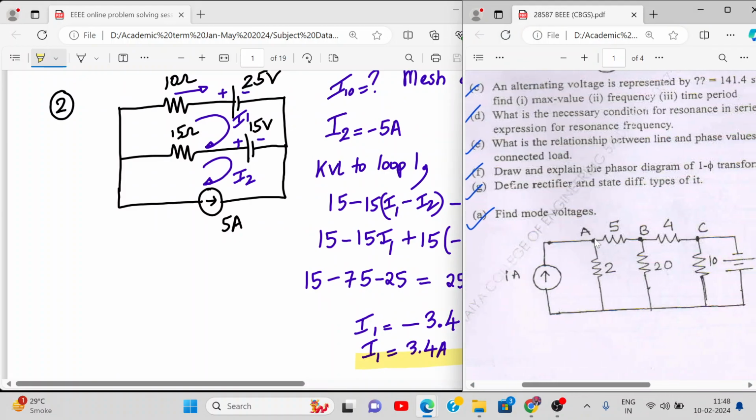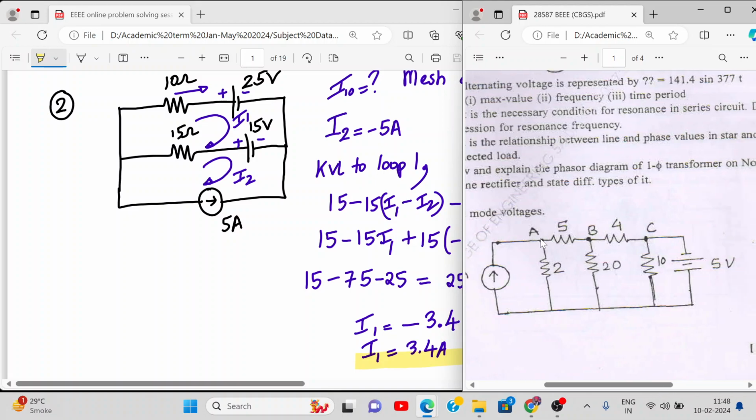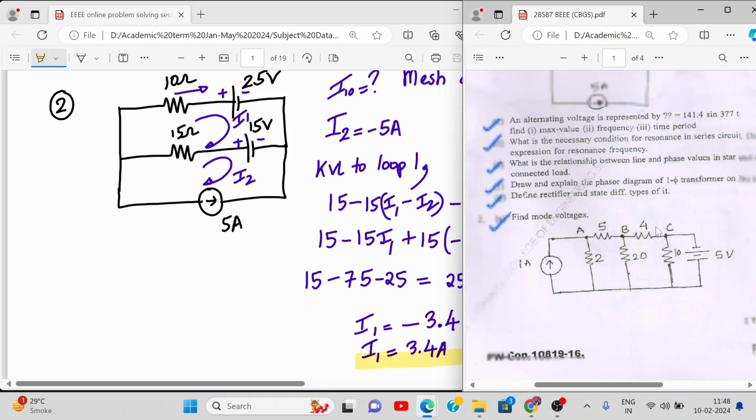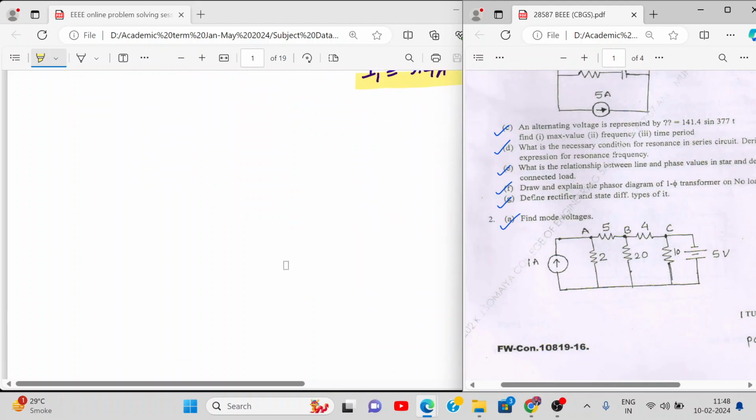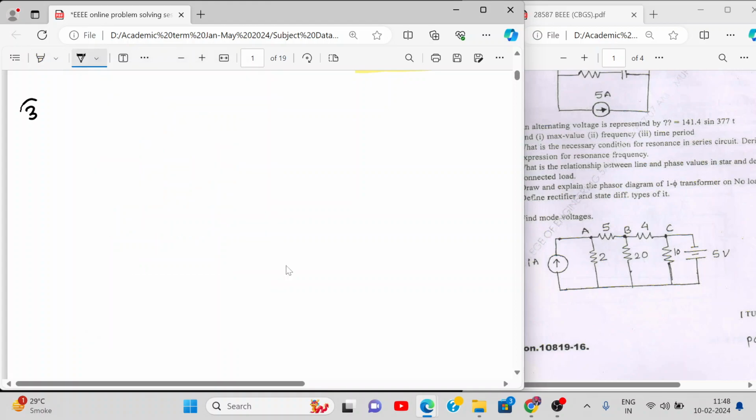Okay. So we have to find the node voltages. Node voltages are VA, VB, VC. So let's start. Let us draw the circuit together. This is numerical number 3. So we have to use nodal analysis, right? So let me draw the circuit. Please draw it along with me. 1 ampere.